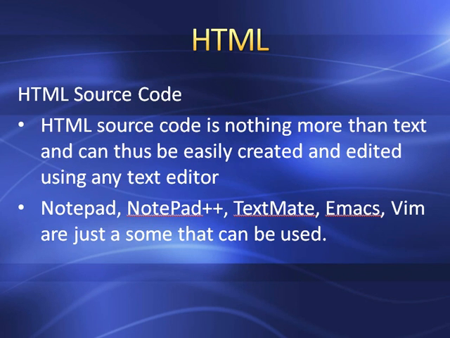HTML's source code, it's basically a language, so it has source code. HTML source code is nothing more than text that can be easily created and edited using any text editor. That means anything that creates or uses standard ASCII text, you can actually use to create your HTML code. Notepad, TextMate, Emacs, Vim. There's a whole bunch of different text editors out there.